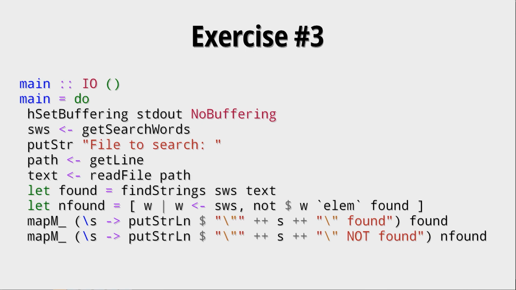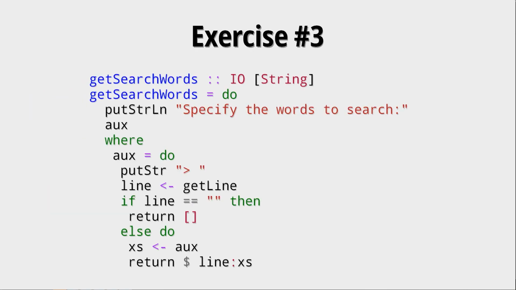We want to look at what getSearchWords is doing. So, getSearchWords, as I said, is an IO action returning a list of strings. In this case, we get the message, specify the words to search with putStrLn, and then we have this helper IO action, aux.